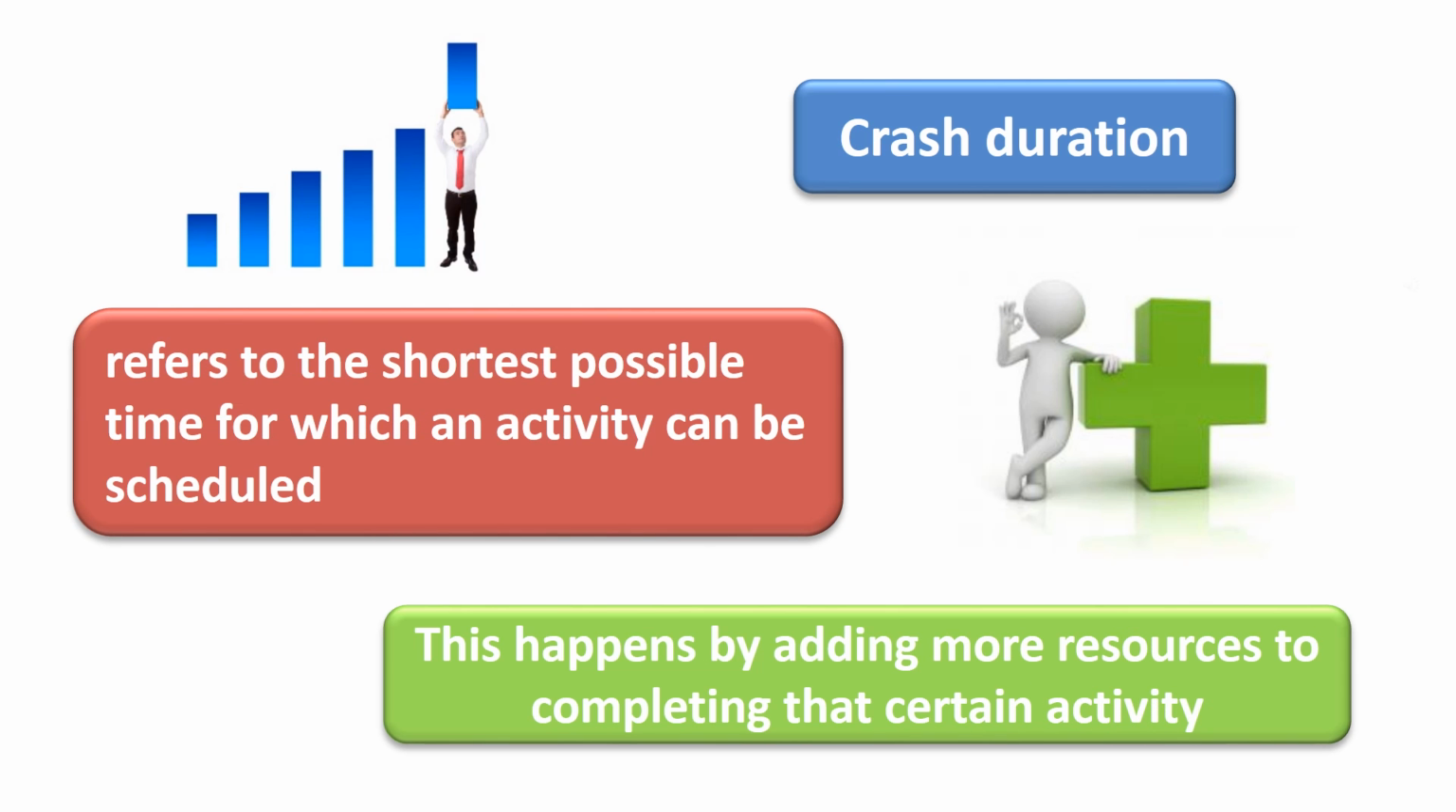Crash duration or crashing refers to the shortest possible time for which an activity can be scheduled. This happens by adding more resources to completing that certain activity. However, crashing the critical path results in lower quality of work because the goal in crash duration is speed.